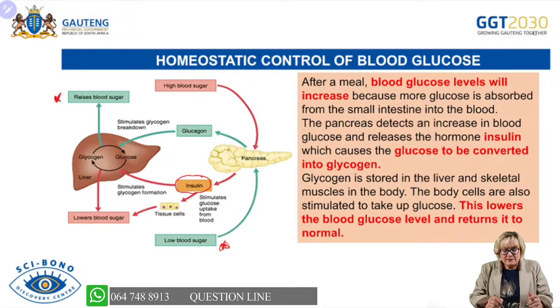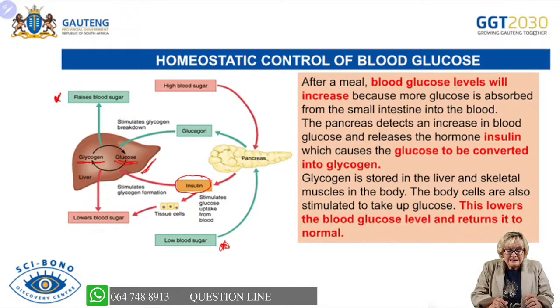What is going to happen is in the liver, this organ here is your liver. In the liver, the glucose will be converted to glycogen. Glucose will be converted to glycogen. Remember what I said about spelling.